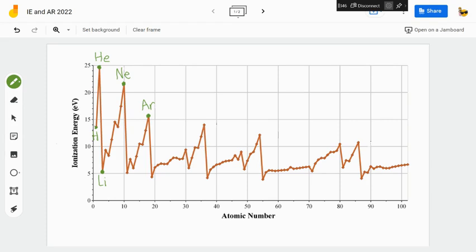But let's go next to beryllium, which is right here. And then next is boron. Look at this little dip right here. That's called a deviation from the trend, which is okay. And let's talk about the reason why this happens.